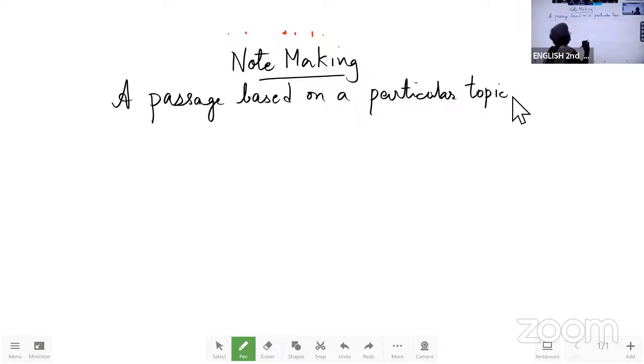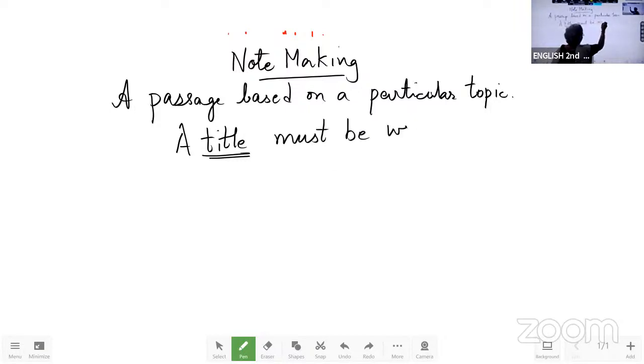So what should you do? First thing you should remember is a title. This carries marks. A title must be written. So remember, children, this is very, very important for the simple fact you stand to lose marks if you don't write the title. Second thing, a diagram.